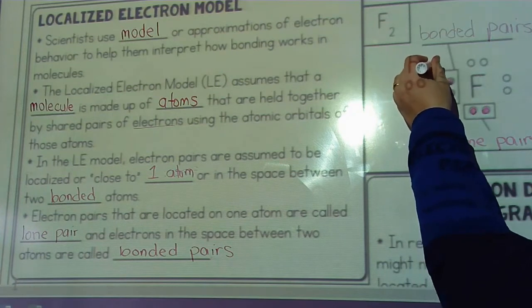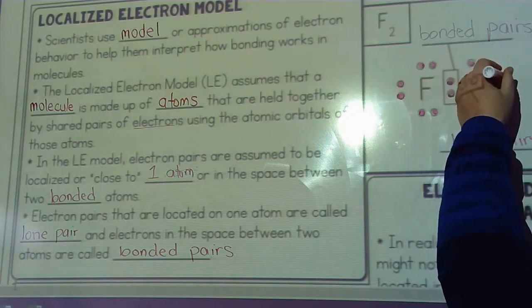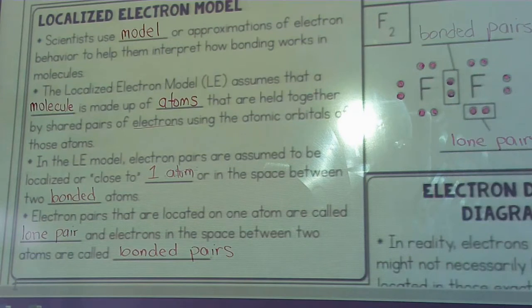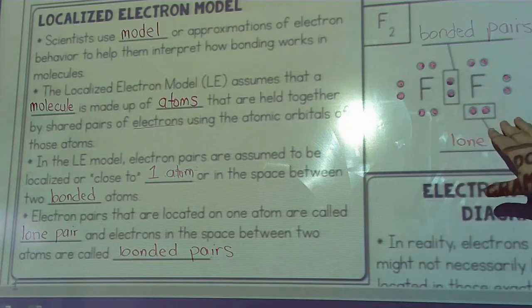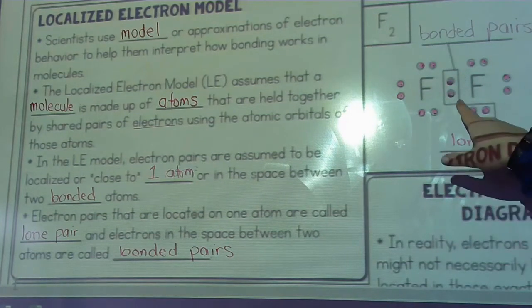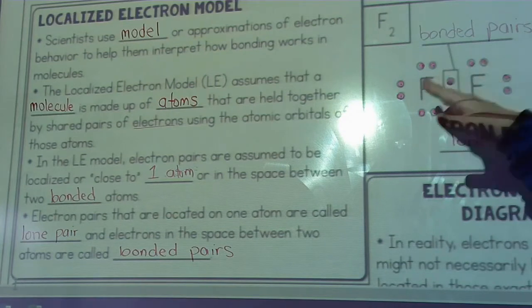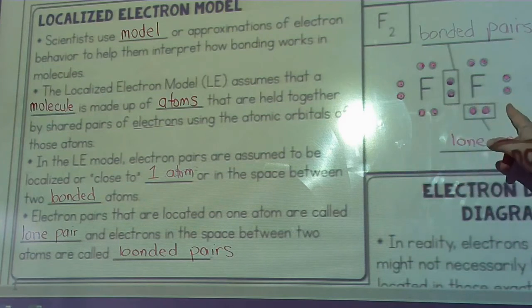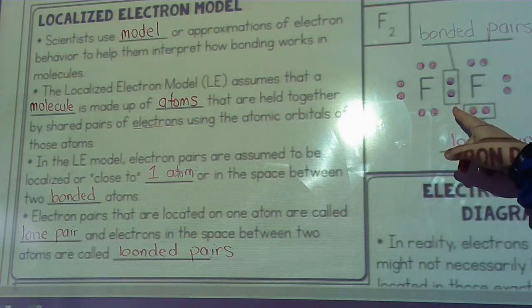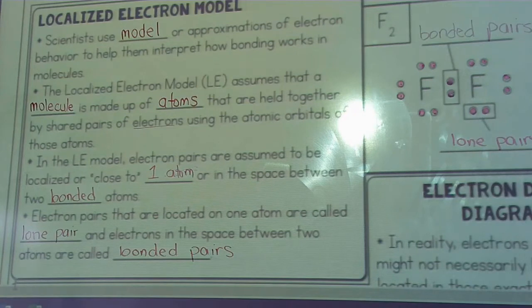Remember, we learned briefly about that octet rule, that each atom wants to have 8 electrons around it in order to be stable. Well, these fluorines have 8. 2 of them are bonded pairs, and then 6 around each of them are lone pairs. And because these are bonded, they're shared between the two atoms. So these two count for this element and this element, because they're bonded, they're using them together.